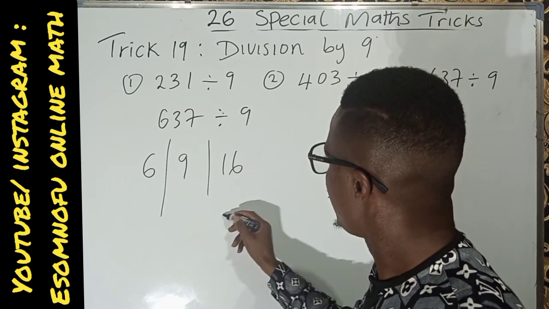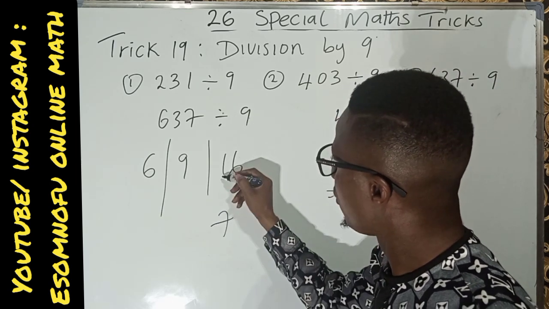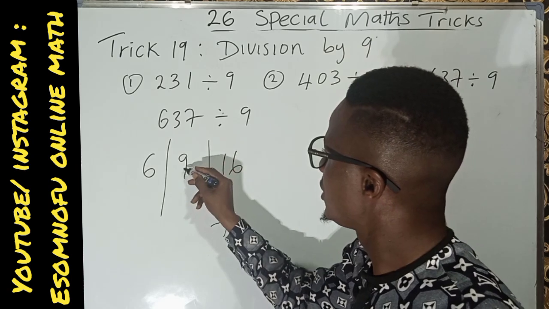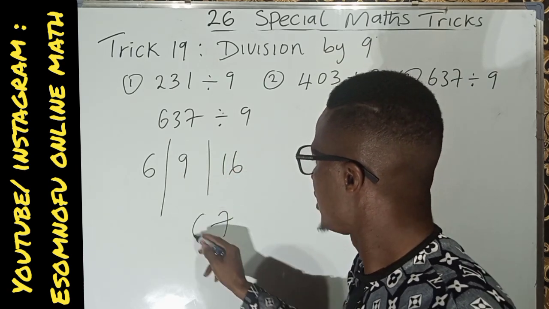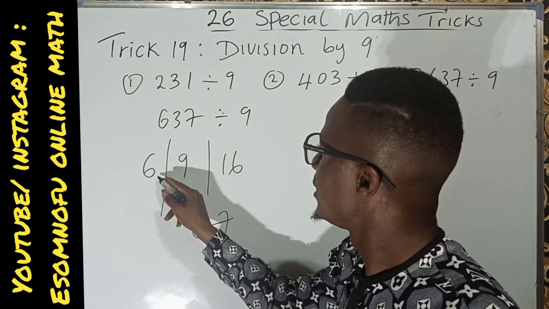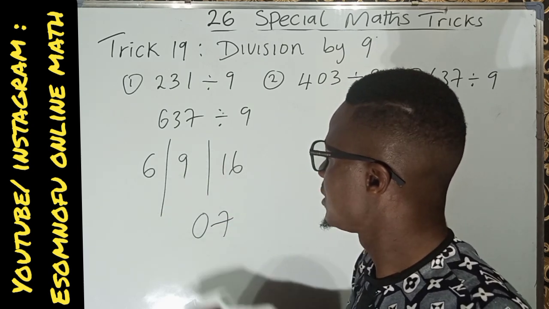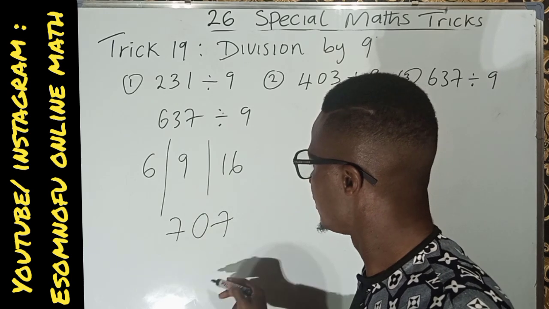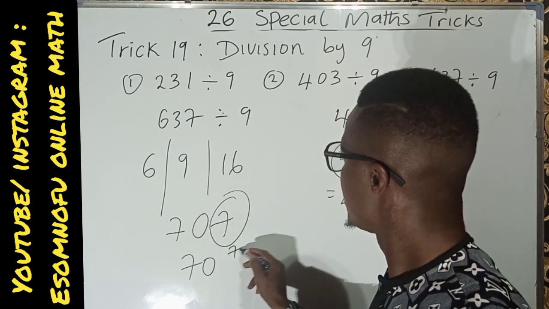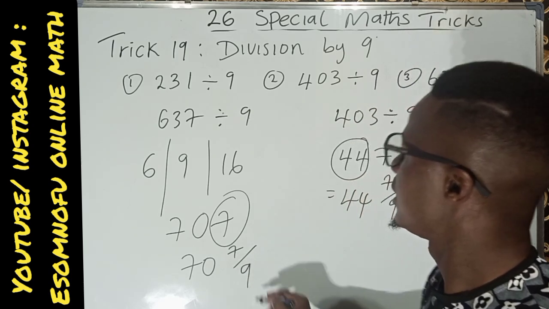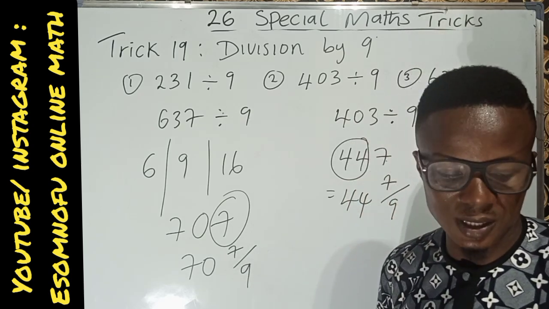16 minus 9 will give us 7, carry 1. Add that 1 to 9, it becomes 10. You write 0, carry 1. Then that 1 plus 6 will give us 7. Neglect this digit, so the answer is 70 whole number, 7 all over 9. You can equally convert to a decimal.